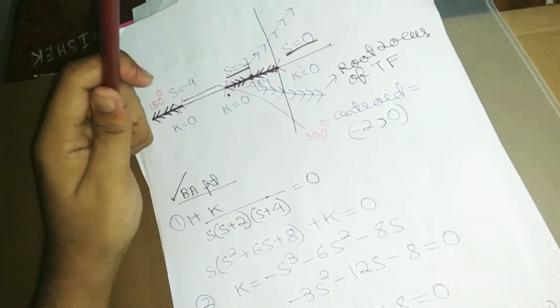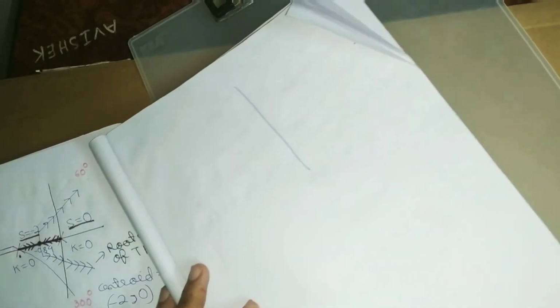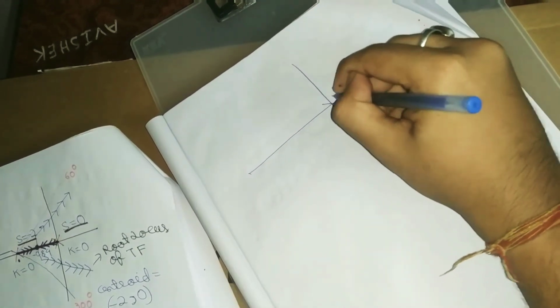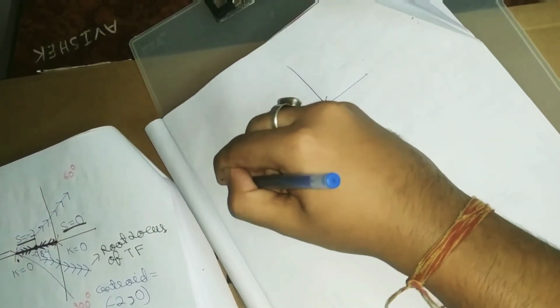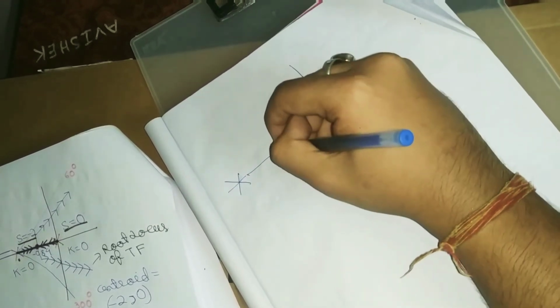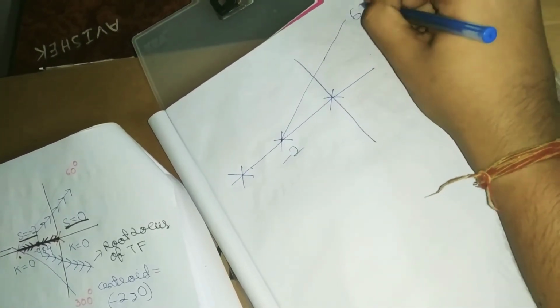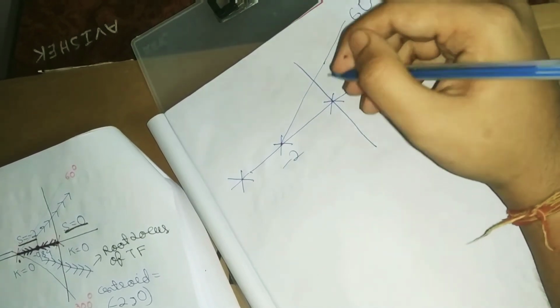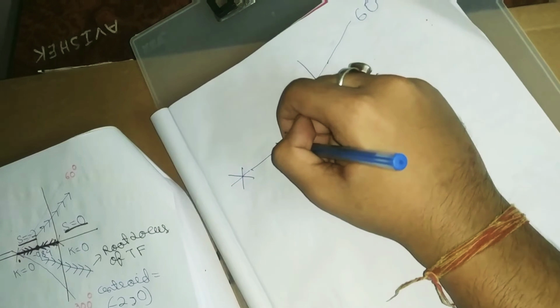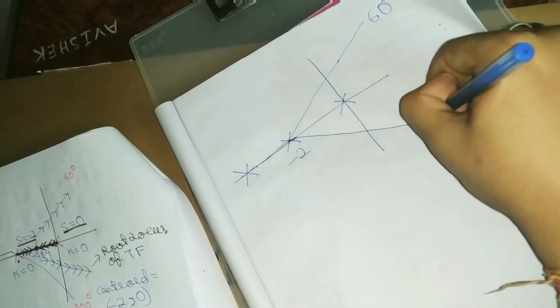So what you are doing, you are taking the angle of asymptotes. Wait, I am showing you. See, this will be one angle. As the centroid is minus 2, this is the minus 2 point, so you have to draw the angle of asymptotes, and the angles of asymptotes are 60 degree, 180 degree. 180 degree means this line, so you don't need to draw this, and this is 300 degree.